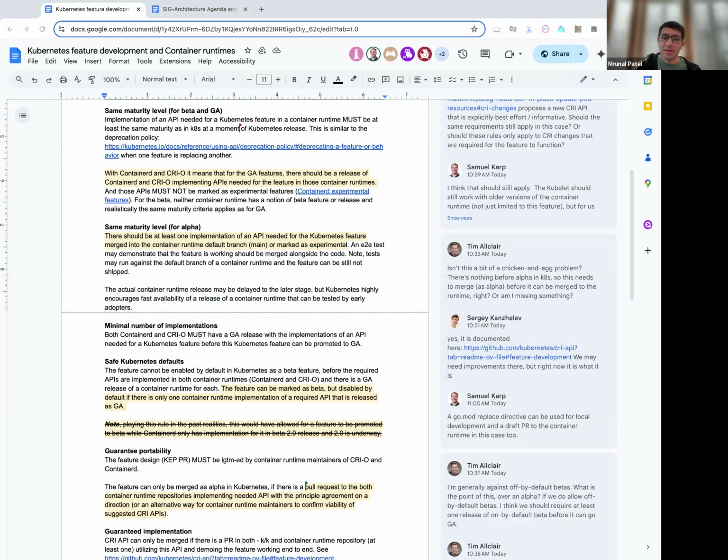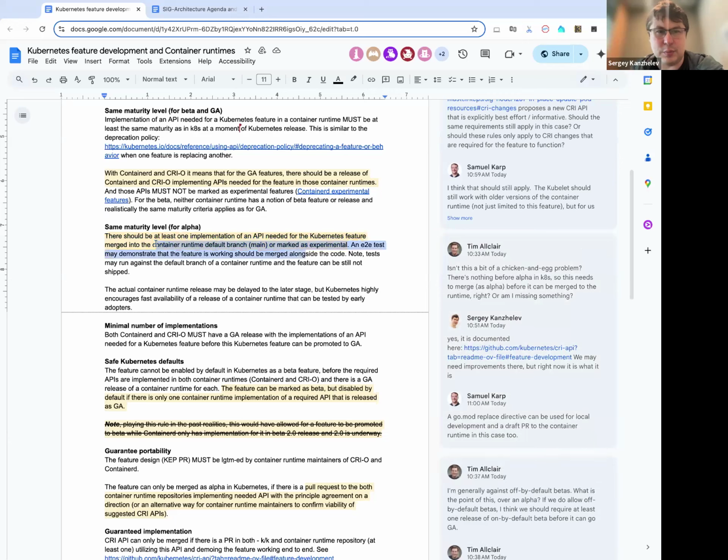I think that may be feasible for smaller things, but depending on how complicated the feature is, it's possible that we just change the CRI API and then we don't actually finish all the steps up to the E2E test. And it may span beyond a single release. So that may be a challenge. If you can comment on that, it'll be great.